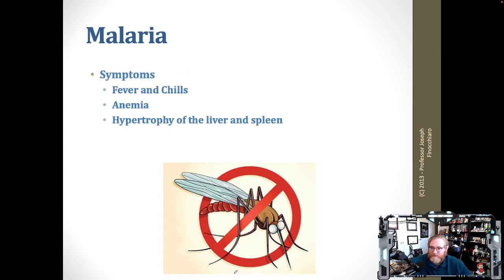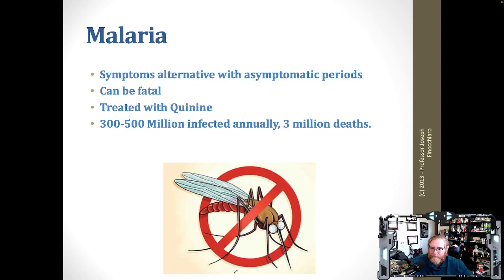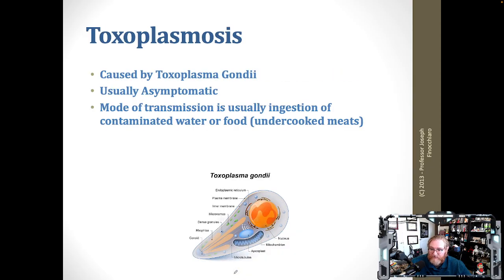Symptoms of this disease include fever and chills, anemia, and hypertrophy of the liver and spleen. Symptoms alternate with asymptomatic periods. It can be fatal. Treated with quinine, 300 to 500 million are infected annually. We have 3 million deaths as a result of this disease.